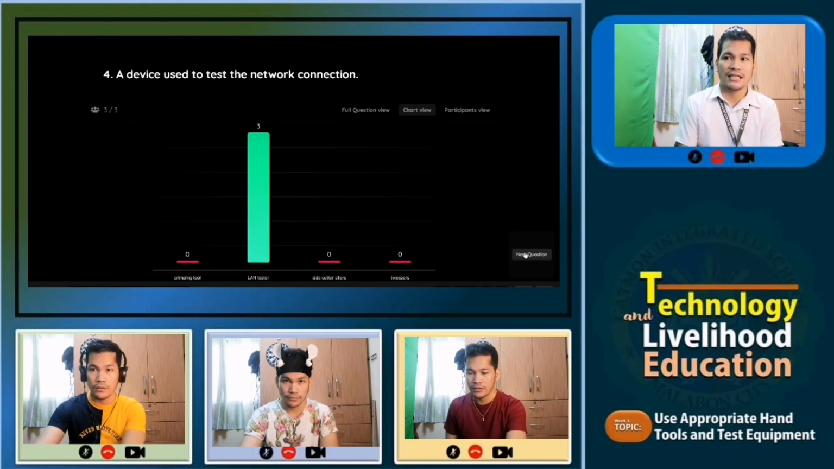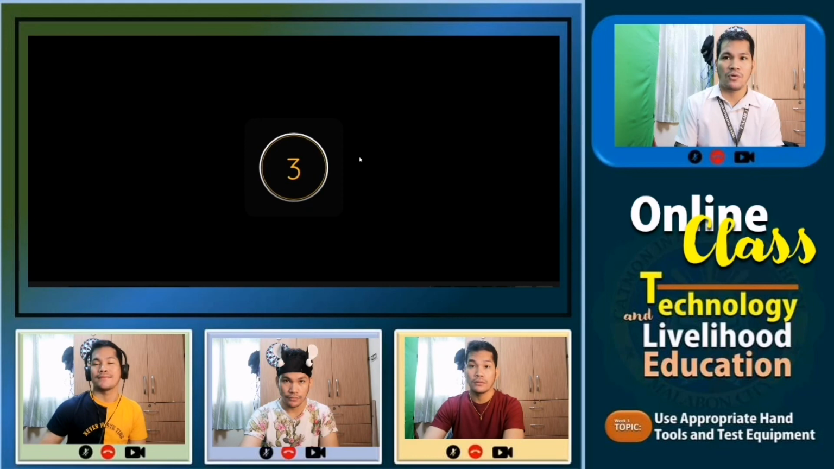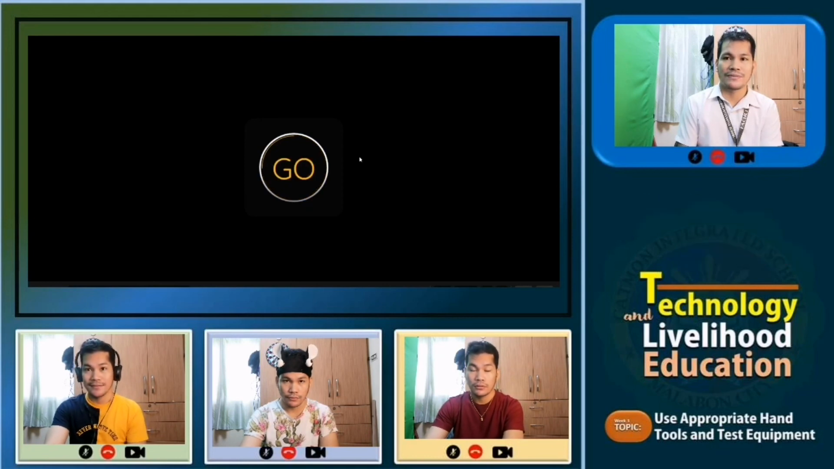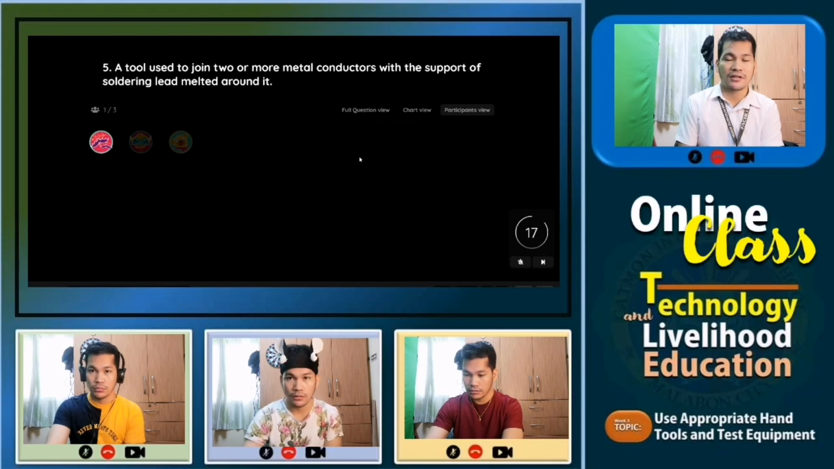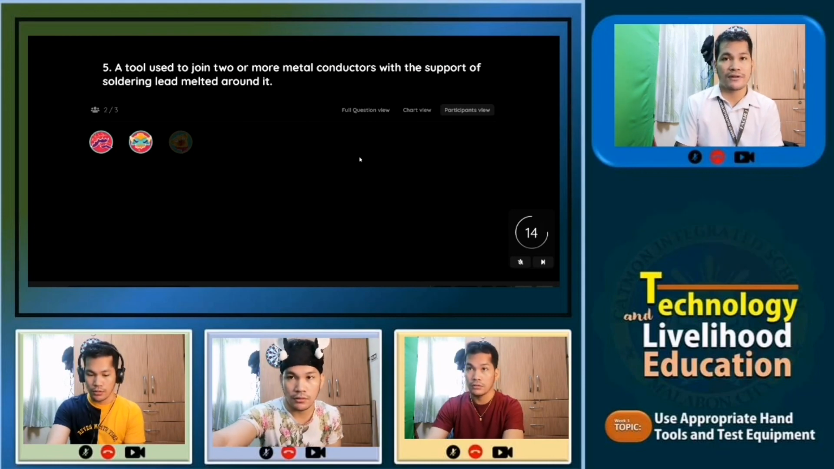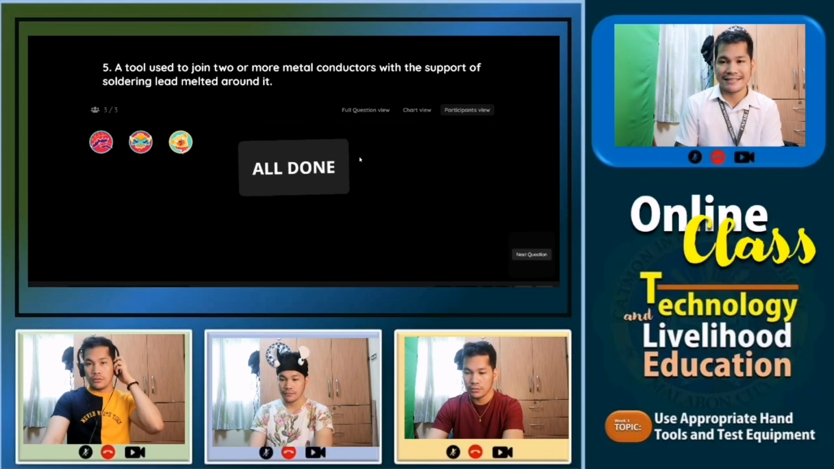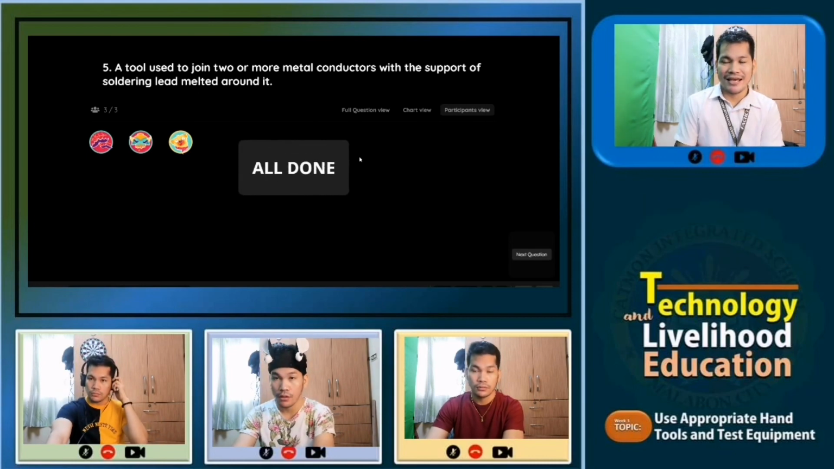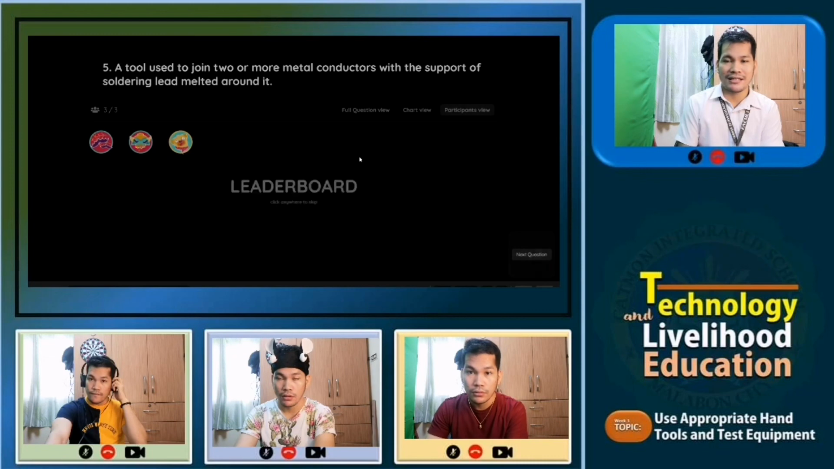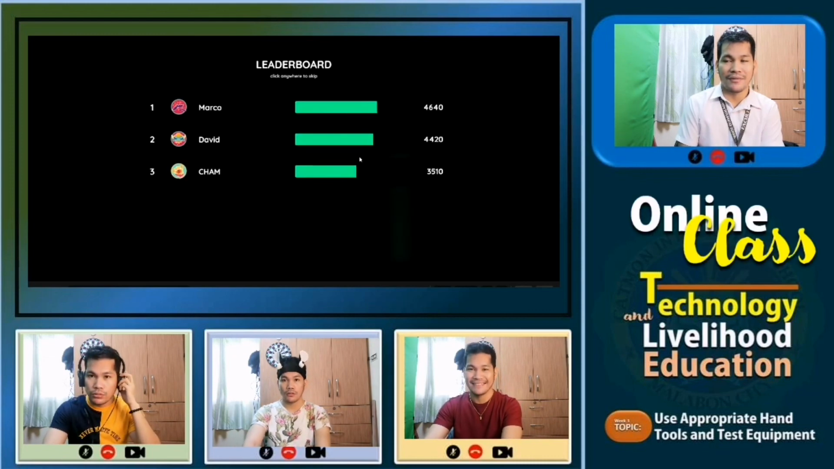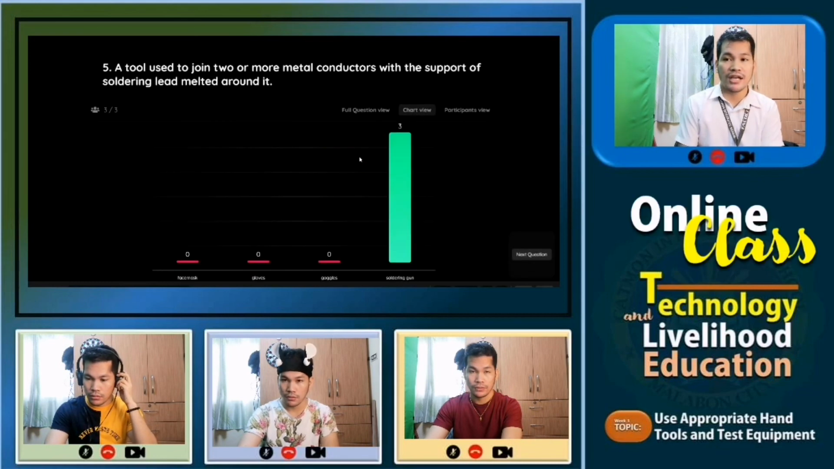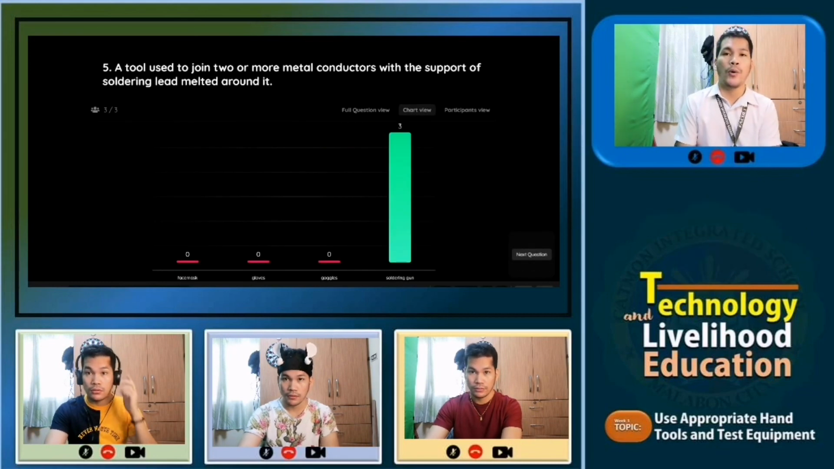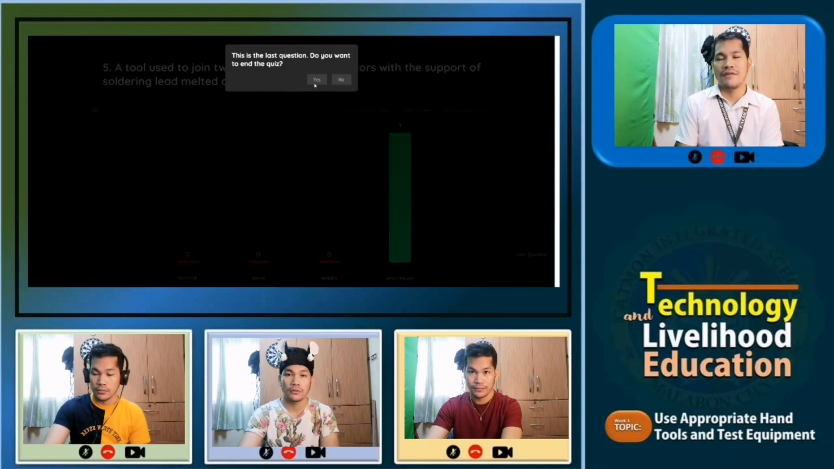And let us now proceed to the last question. A tool used to join 2 or more metal conductors with the support, of course, of soldering lead melted around it. And finally, who is leading? Marco. Good job, you are rank 1. And for question number 5, the answer is soldering gun. Okay. Good job, everyone. You're doing good.